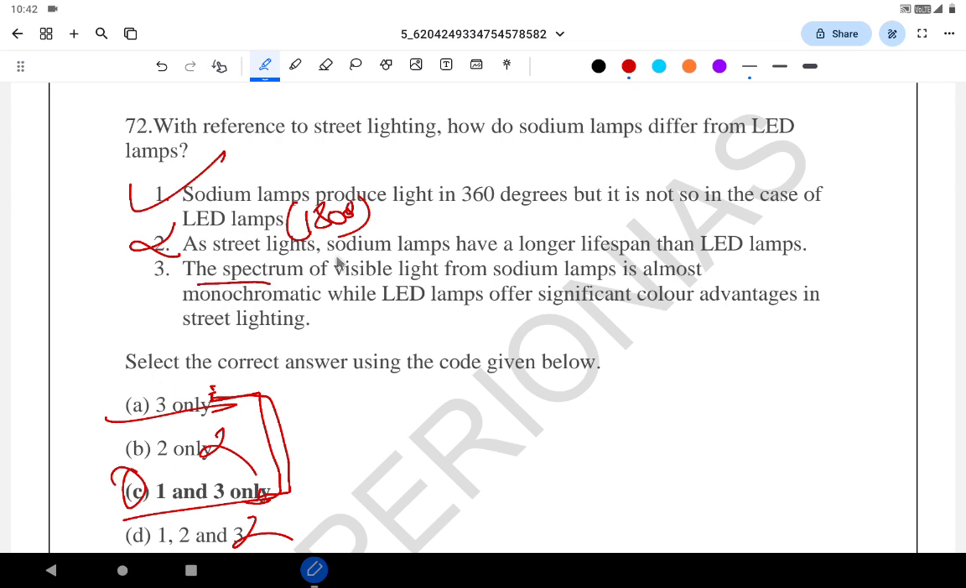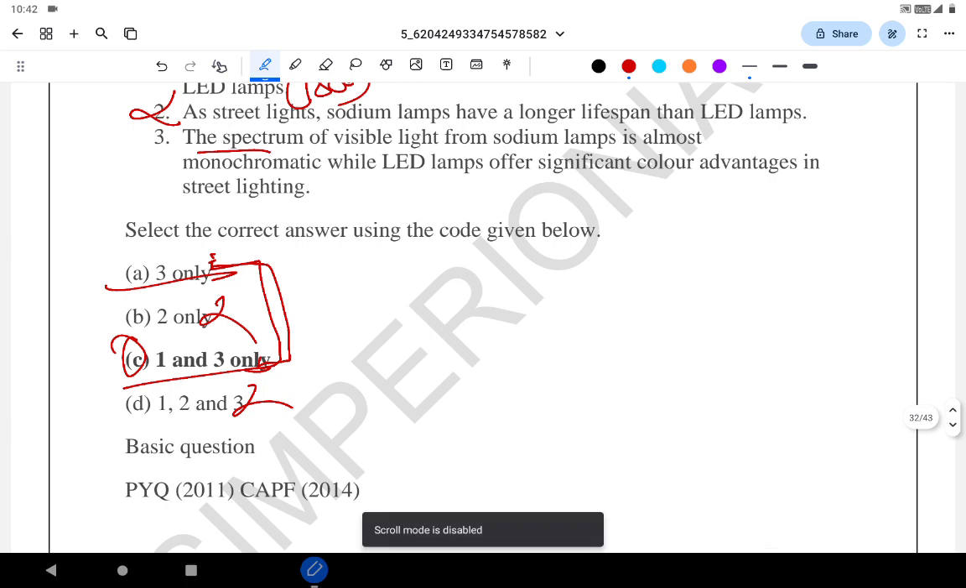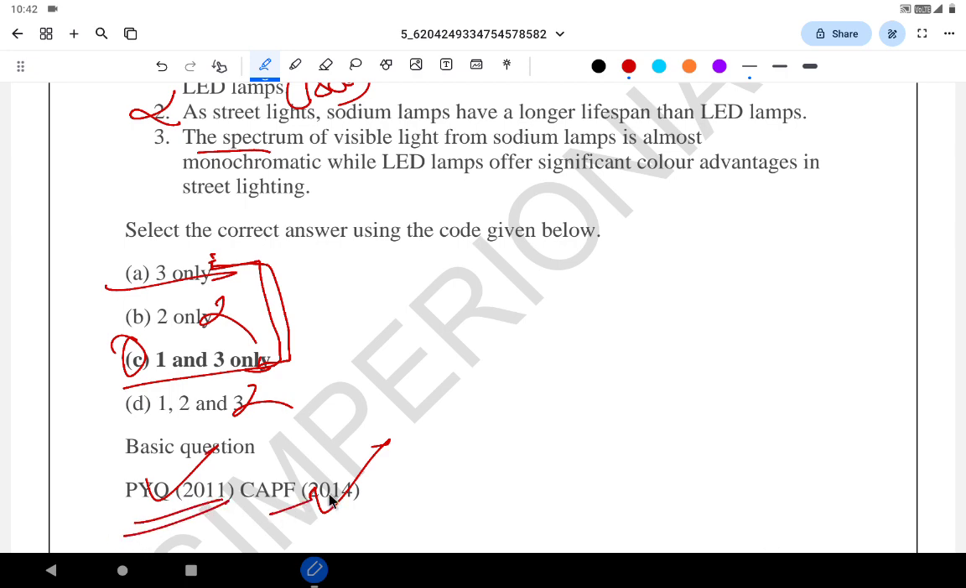But let's go through this. The spectrum of visible light from the sodium lamp is almost monochromatic, while LED lamps offer a significant color advantage in street lighting. Actually, that's true. Questions regarding LED and solar lamps have been asked many times in PYQ, CAPF in 2014 and PYQ in 2011.